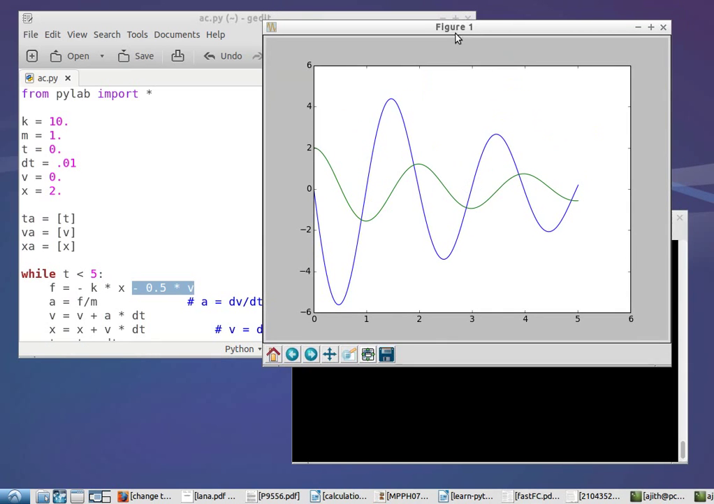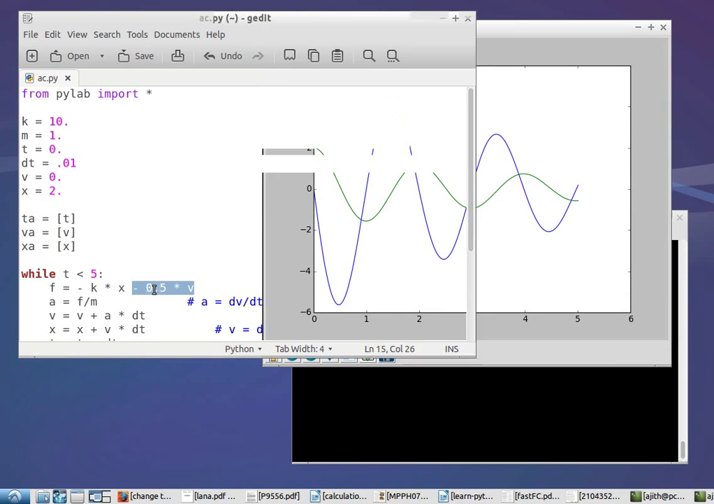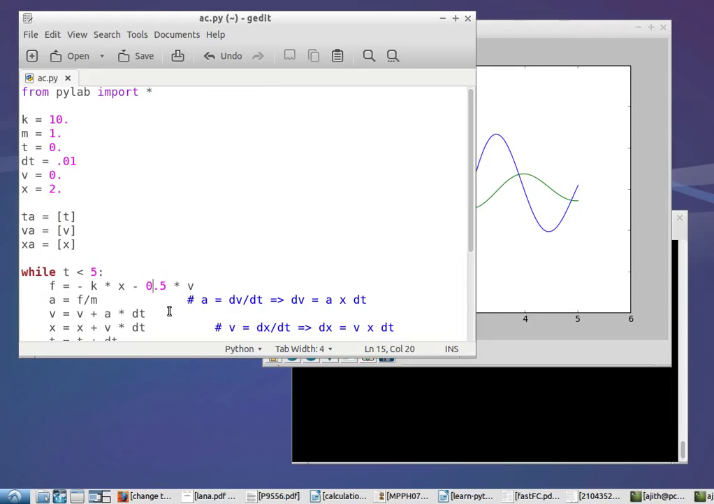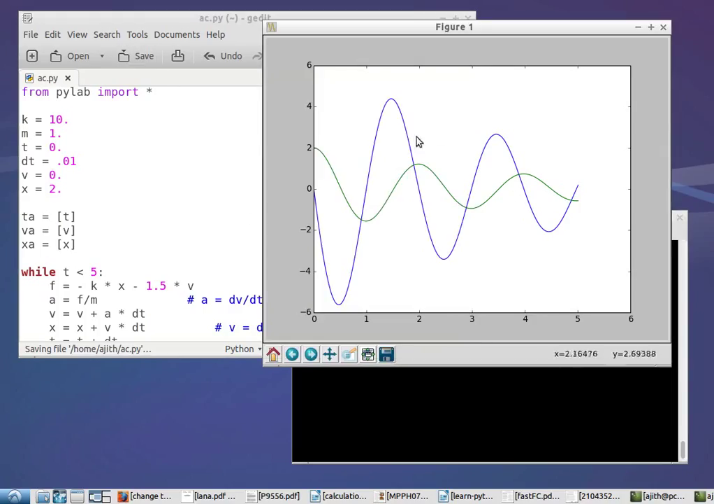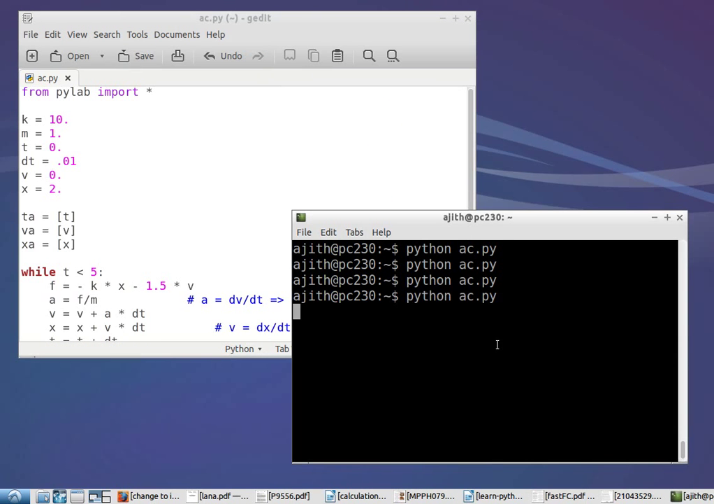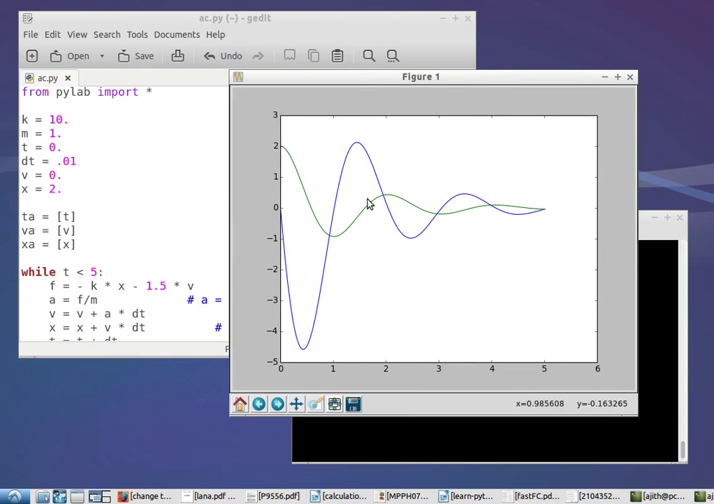So now you can see it's gradually coming down. And what will happen if you increase this frictional term? Then the damping will be faster. See, now it is coming down like this. If you add much more friction, see, it's coming down very quickly. Within a couple of cycles it's all almost done.